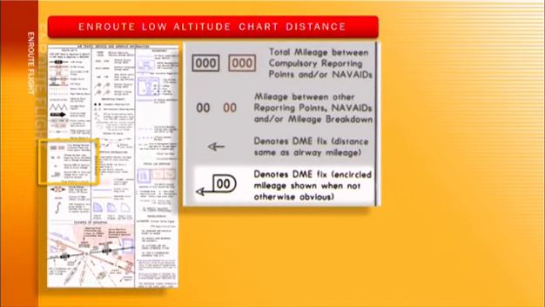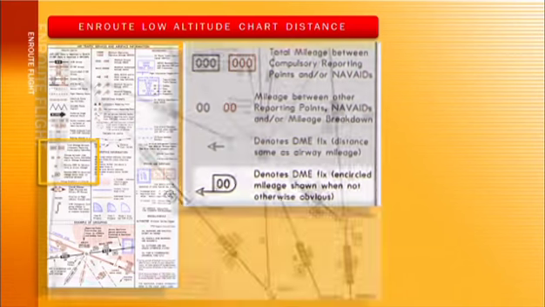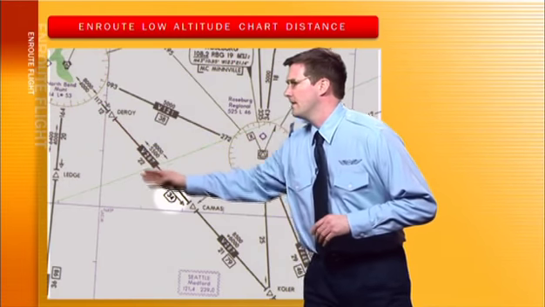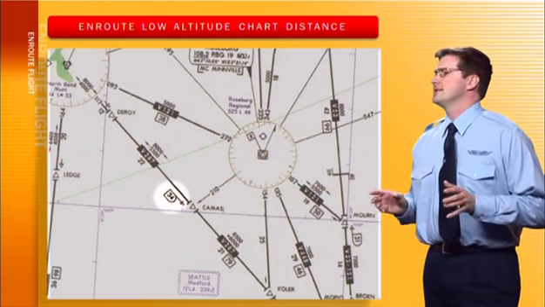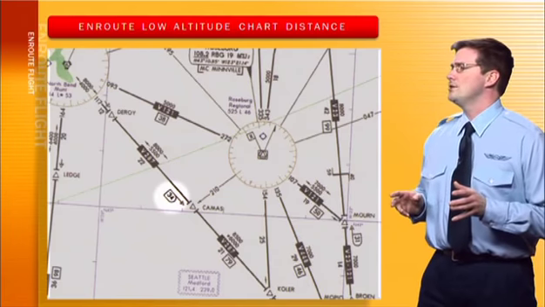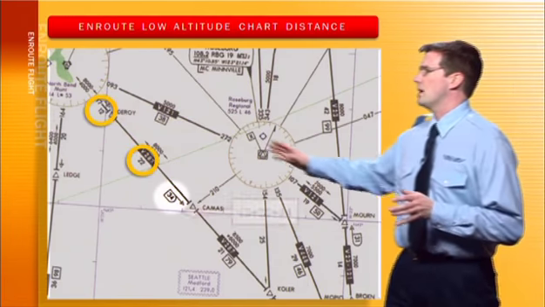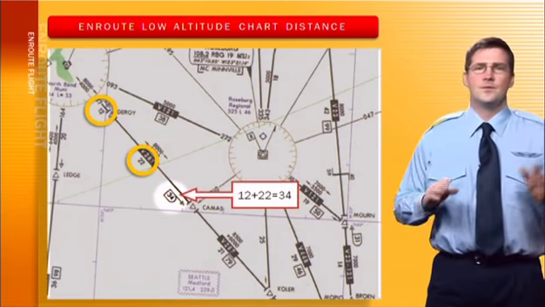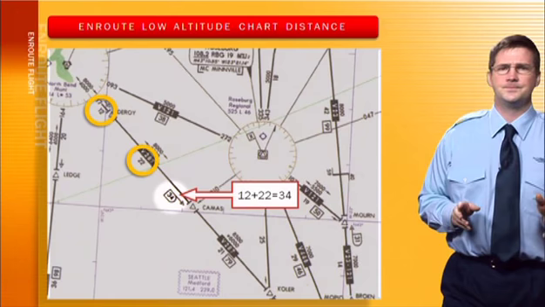measurement. Let's put some of this knowledge to use on a chart. Look at Victor Airway 287 heading southeast. Here's our example again. If we add up the two segment distances of 12 and 22 nautical miles, we see that 12 plus 22 equals 34, which is also the same distance shown here with this DME box.